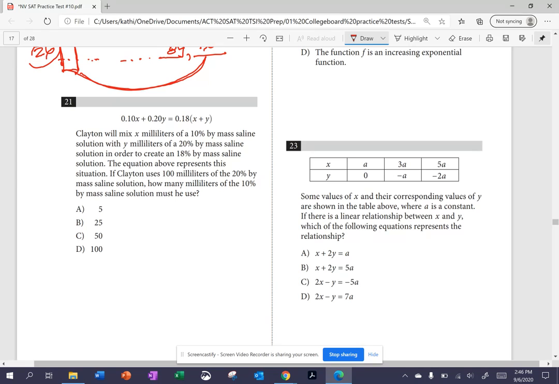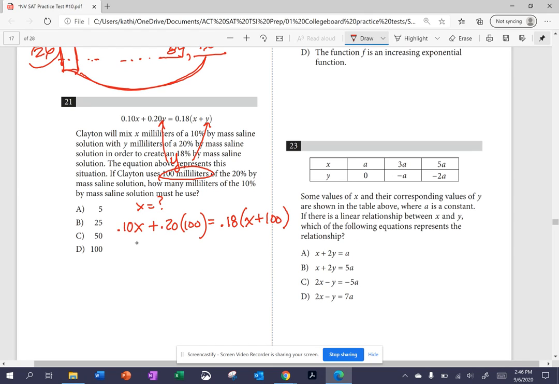So this 100 milliliters is my Y value. So I'm going to substitute this in for Y, and then I need to solve for X. So this is asking me what does X equal in my equation. So 0.10X plus 0.20 times 100 equals 0.18 times X plus 100.